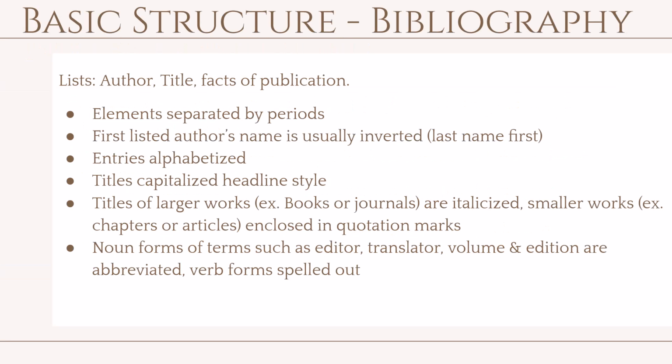The basic structure of a bibliography follows similar formatting as notes with some minor differences. While a bibliography typically includes the author, title, and facts of publication, these elements are separated by periods. The first author listed is inverted with the last name first. The entries on the bibliography are listed in alphabetical order, and when there are sources that include editors, translators, edition, or other descriptions, the verb forms of these terms are spelled out while the noun is abbreviated.